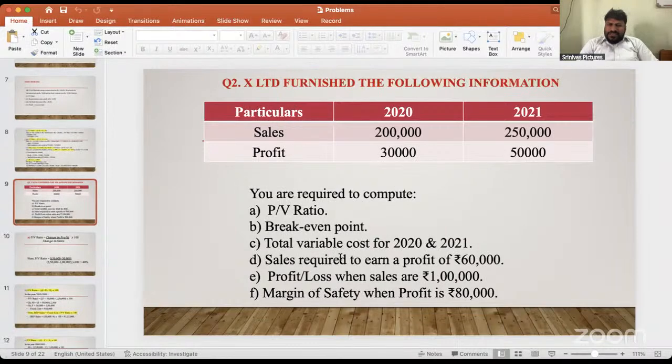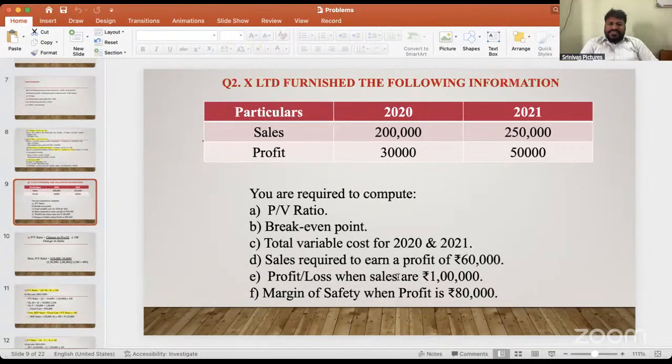Next, the sales needed to earn a profit of 60,000. 50,000 is our fixed cost, that is constant, and to that add the profit of 60,000 rupees. So 1,10,000 divided by 0.40. If you want to earn 60,000 rupees, your sales should be 2,75,000.